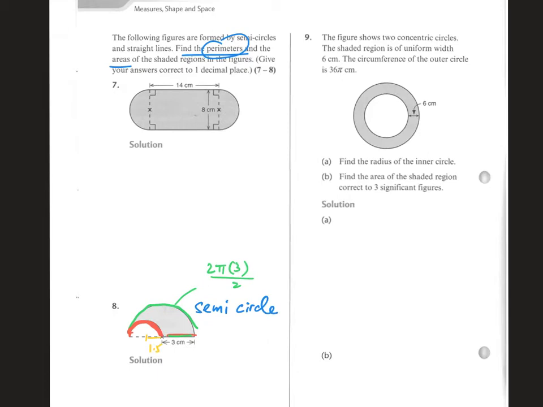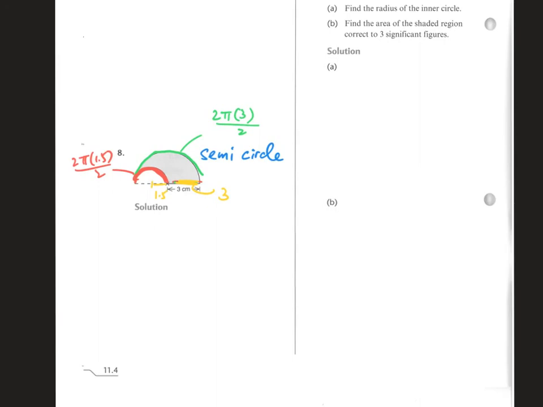Can you see it? As a result, the length of this red curve will be 2 pi times 1.5 divided by 2. And finally, don't miss the 3 cm, which is a straight line segment in the figure whose length you have to include in order to get the perimeter. So the perimeter of the question will be, let's write one by one: the green one, 2 pi times 3 over 2; the red one, 2 pi times 1.5 over 2; and finally, 3 cm as well.